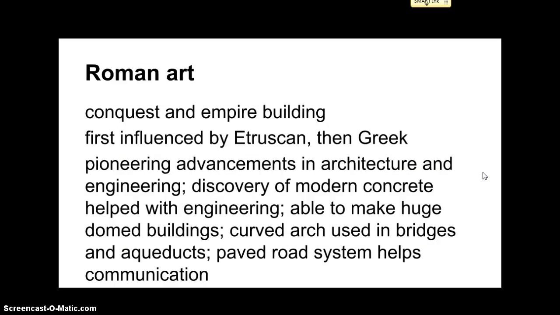Roman art. Romans were all about conquest and empire building. First, they were influenced by the Etruscans, then the Greeks. They had pioneering advancements in architecture and engineering. That's what they were good at. The discovery of modern concrete helps with their engineering. They were able to make huge domed buildings and a curved arch used in bridges and aqueducts.